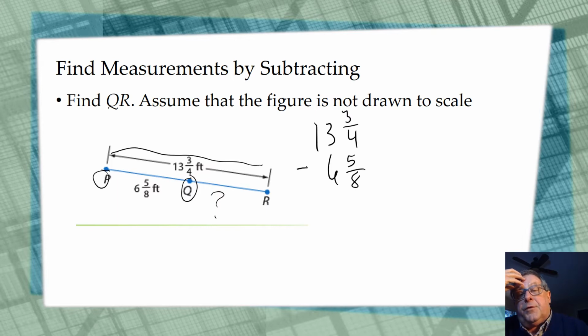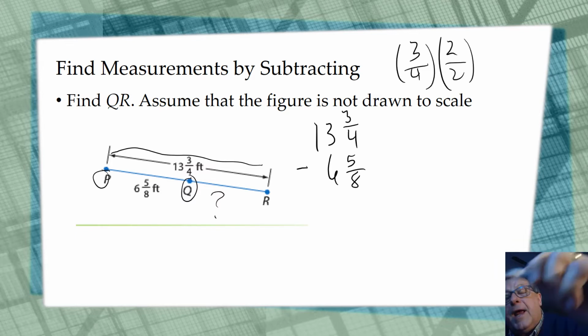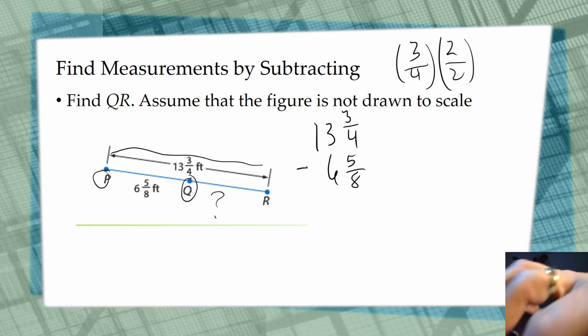And if I want to express that 13 3/4 in terms of eighths, I can actually just take that 3/4 and multiply it by 2/2, because 4 will go into 8 2 times. And 2/2, if I simplify it, is just 1. So I'm not changing the value of that 3/4. I'm just re-expressing it in terms of something over 8. So 3 times 2 is 6, and 4 times 2 is 8.